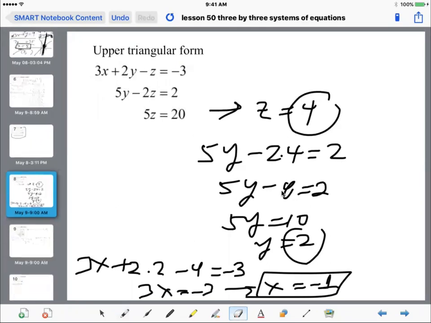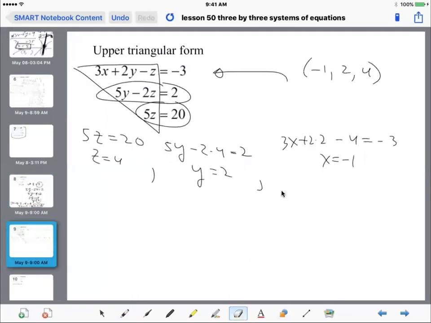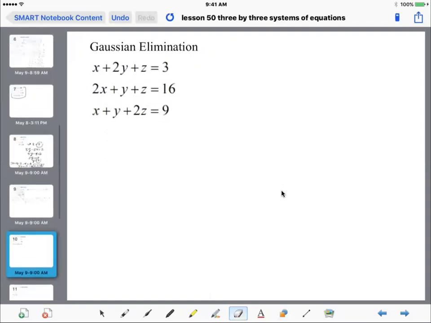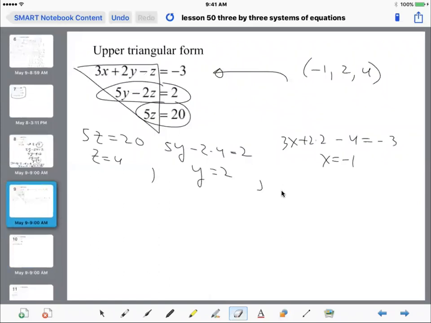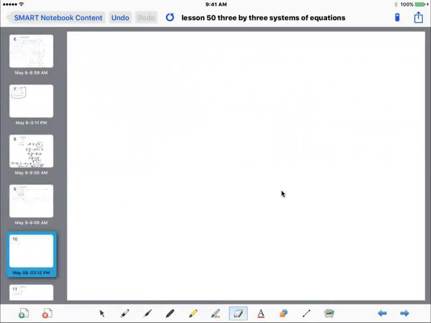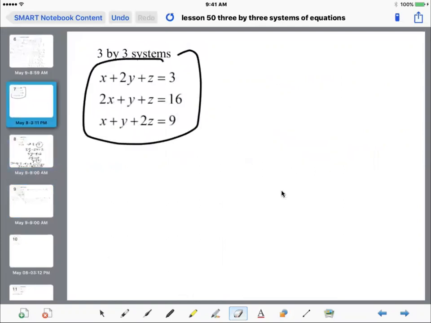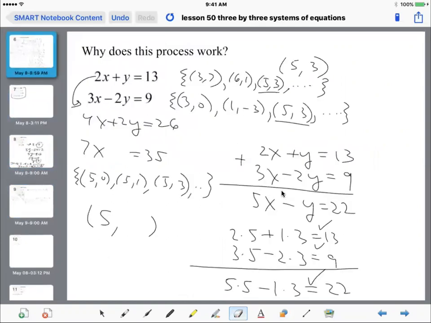But sometimes I will get a question like that, but what if it's not? And for this, I'm going to teach you a new technique that's called Gaussian elimination. And I'm going to show it to you in 2x2 first. So 2, 1, 13, 3, 2, negative 9.